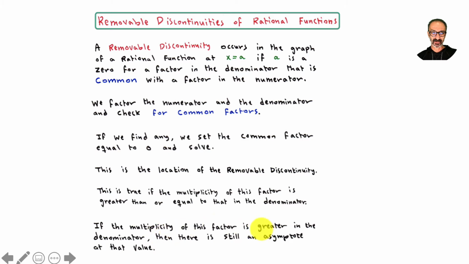If the multiplicity of this factor is greater in the denominator, then there is still an asymptote at that value. It's kind of hard to talk back and forth about these notes, but I want to have it in the video just in case you want to go back and double check the notes, instead of looking, let's say, outside for more details about this. This covers it all. But let's get into it and be practical and look at some examples, which is going to describe most of these ideas. Here we go.